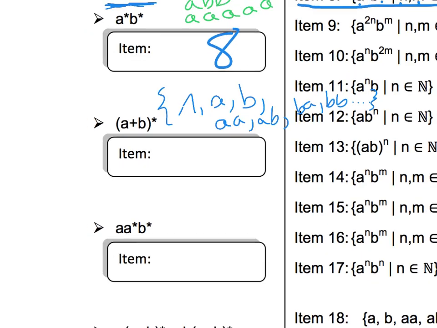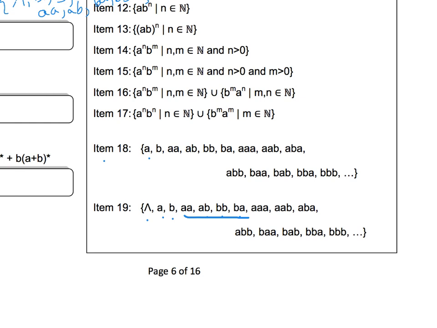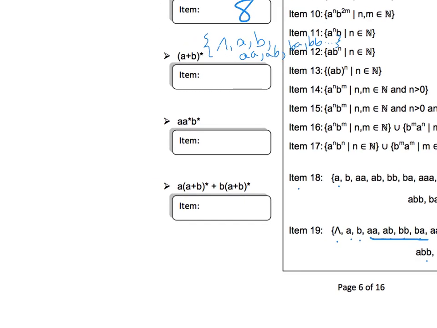And I believe if we look at the list, let's see, it's not going to be item 18 here, right? Because item 18 doesn't have lambda in it, but this one is looking promising. Let's just look. So we have lambda, we have a, we have b, we have, what do we have of length 2? We have a, b, b, b, b, a, of length 3. It looks like 1, 2, 3, 4, 5, 6, 7. Yep, there's all the different possibilities of combinations of a's and b's of length 3, so this looks good. So item 19. So that was this one, right?